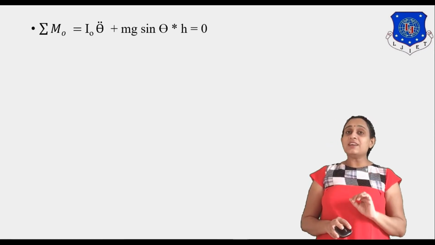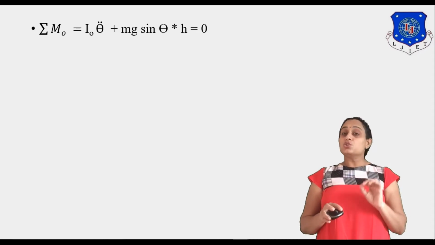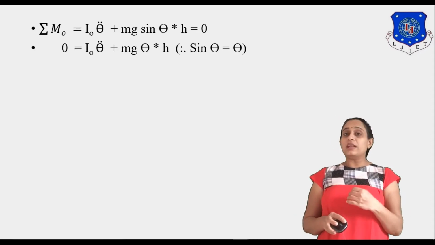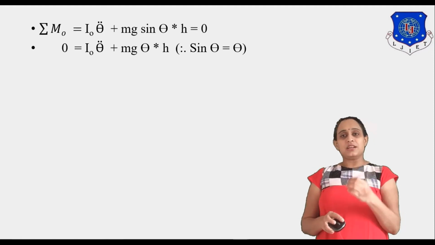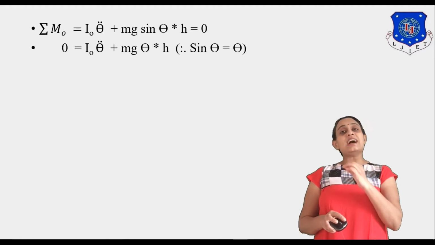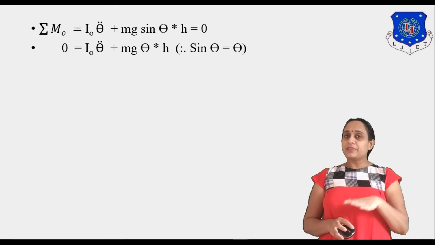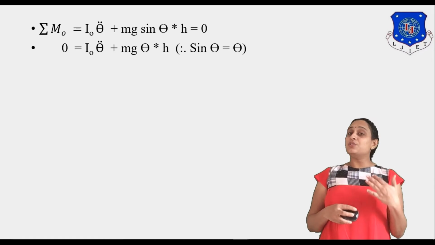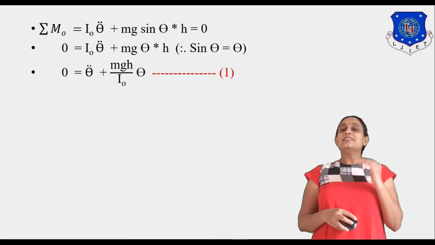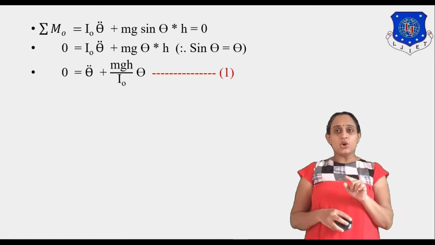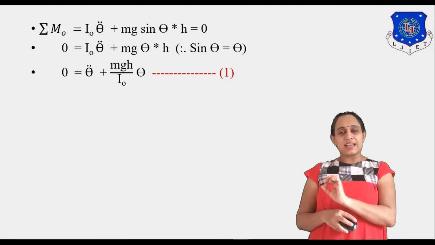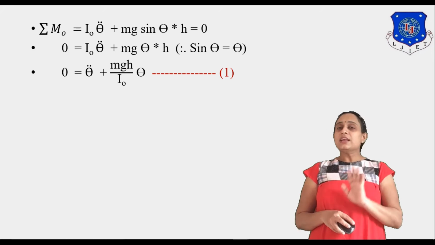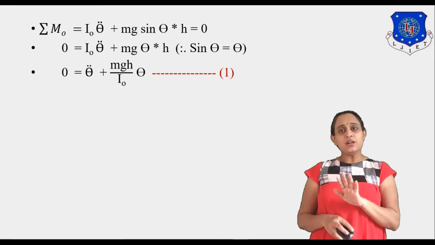Now the angle theta is very small, so sine theta is equal to theta only. So we can write I0 theta double dot plus mg theta h is equal to 0. Clear? Now let us divide this equation by I0. We get theta double dot plus mgh upon I0 theta is equal to 0. This is our equation number 1.